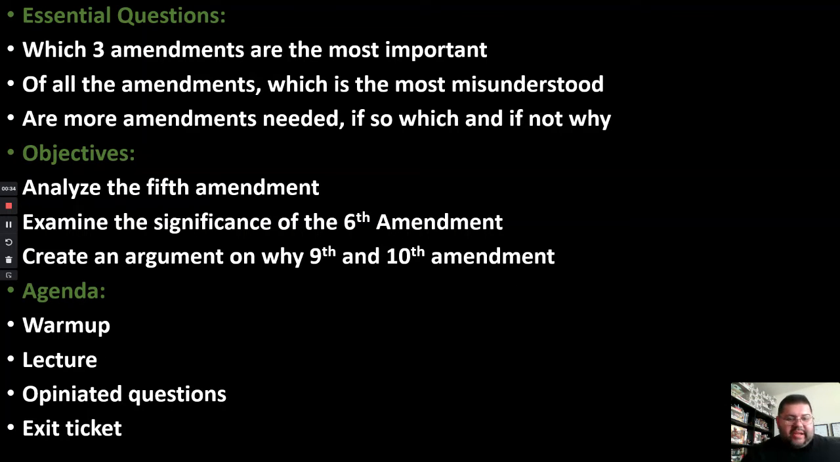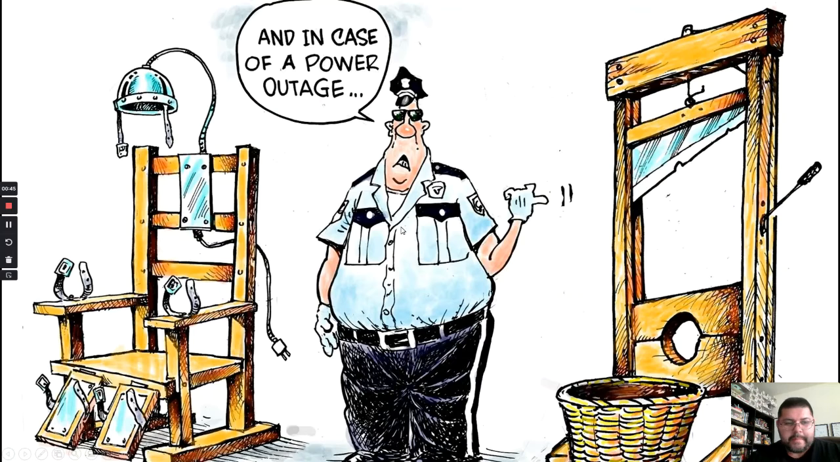So the objective today, we're going to examine the significance of the Sixth Amendment and create an argument on why the Ninth and Tenth Amendments were truly needed. Okay, so let's go ahead and get started with your warm-up.